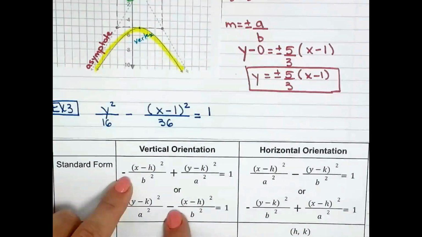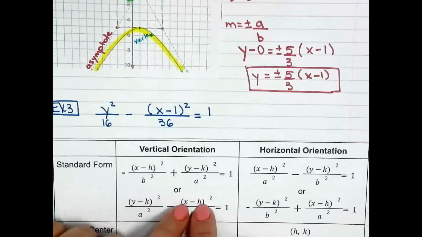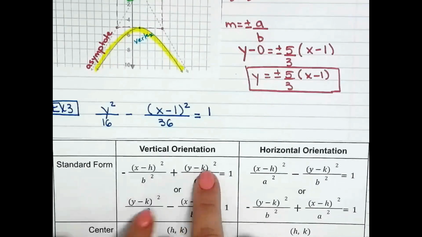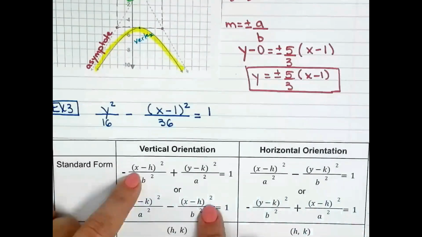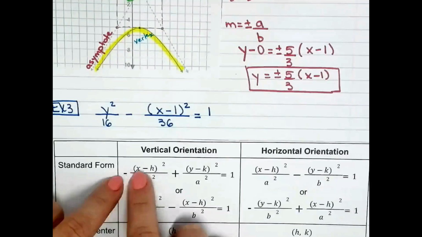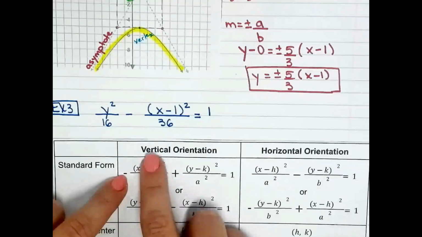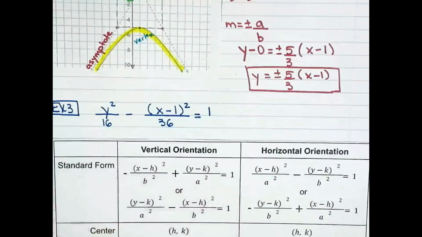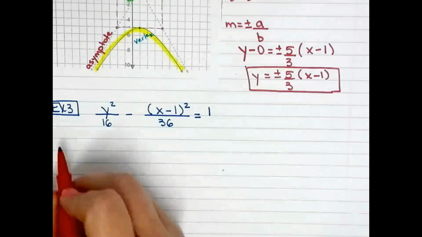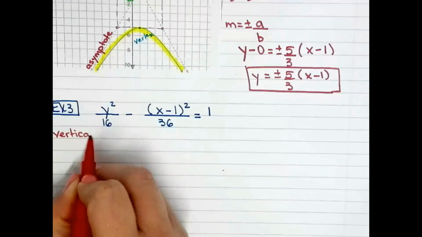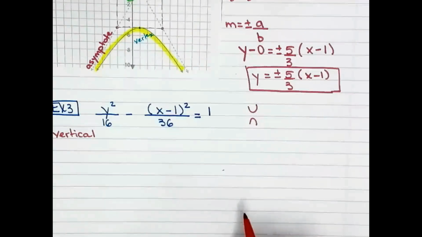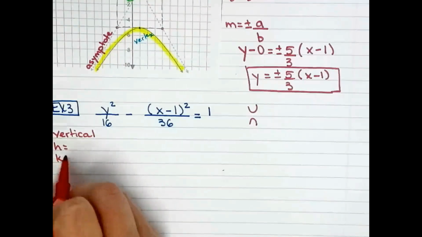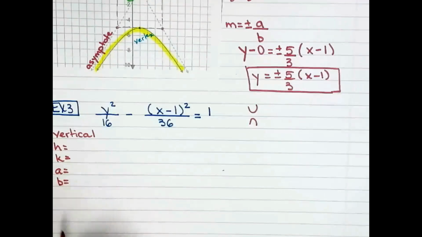Okay? So something else I want to bring up before you go. H is always with x, and k is always with y. H doesn't go first. It will if it's with x. Okay? So now, the negative is in front of x squared. That's what makes that a vertical hyperbola. So, at this point, I know this is a vertical hyperbola. Vertical hyperbola opens up and down. Okay. H, K, A, and B.